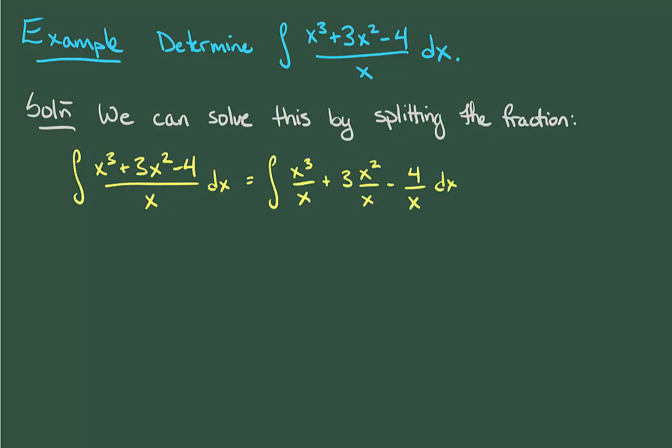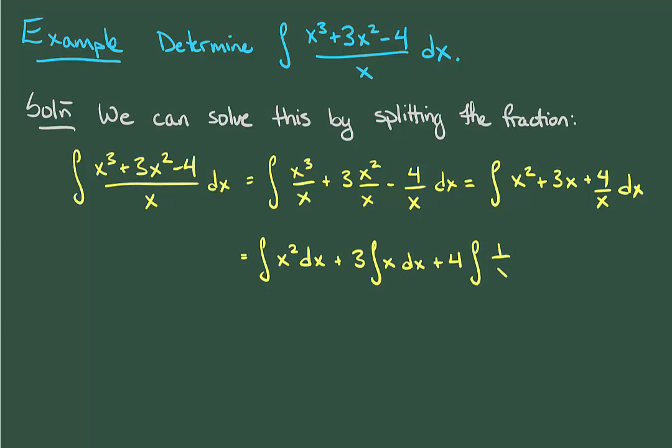Now we'll do some cancellation to simplify our expression as much as possible, and then use linearity to break this into a bunch of smaller antiderivatives. Now each of these can be integrated pretty quickly, and we remember to throw in our plus c for good measure.